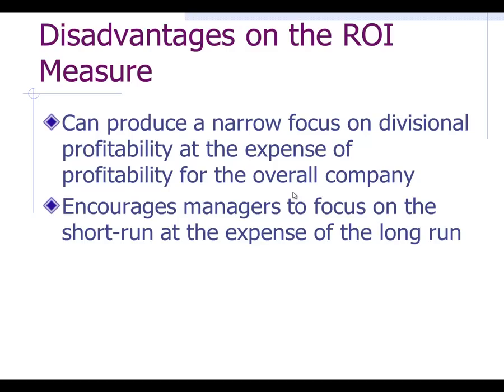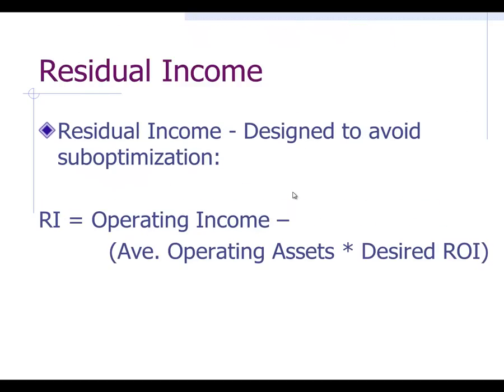So managers definitely would sit and say, that's all right. I don't want to take on that new division. I don't want to be in charge of that new investment because it's going to decrease my return. That gives you something called sub-optimization. The division manager is looking out for him or herself. They're not looking out for the greater good of the company. So that's your downfall for using ROI.